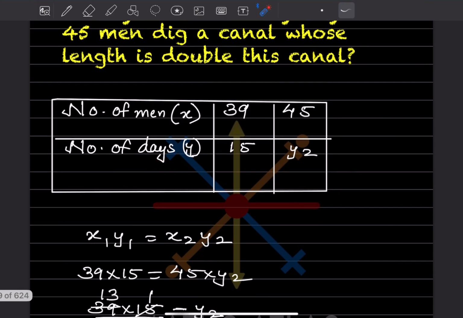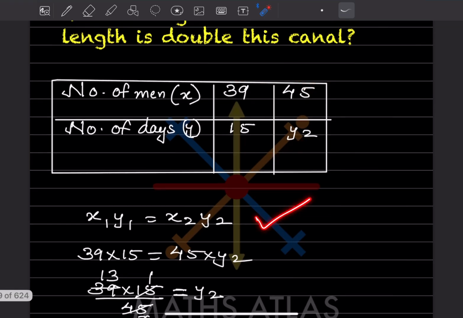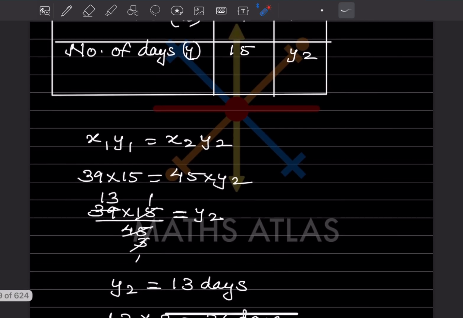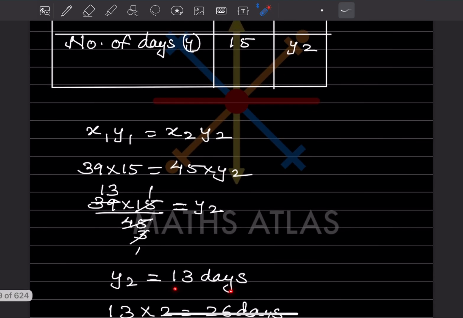Again you can see the number of men are increasing, so the days should decrease. So here we are going to use the formula x1 y1 is equal to x2 y2. This is x1 and this is x2, this is y1 and this is y2. Just put in the values. We get y2 is 13 days.